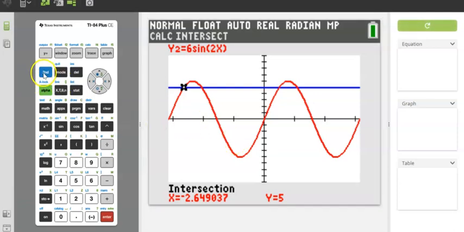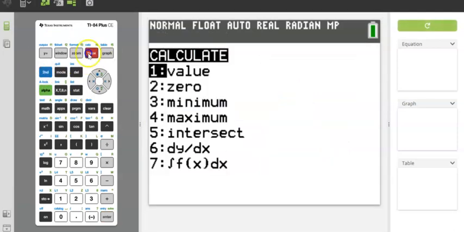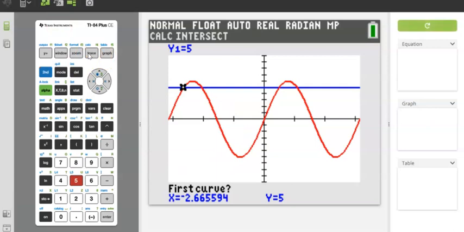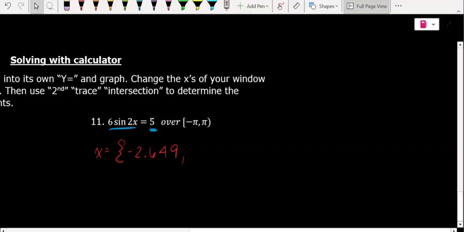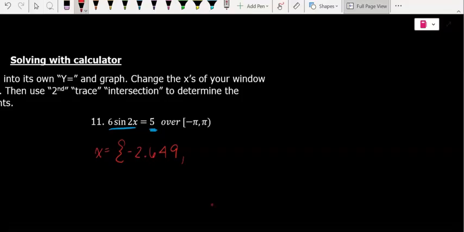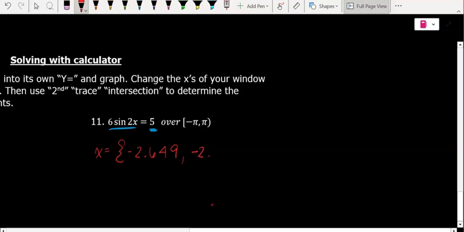So I'm going to go through the process again. Second, trace, intersect. First curve, I'm going to pick the blue one. Second curve, I'm picking the red one. And then I'm scrolling close to my answer here. And it gives me my answer as -2.063. So I'm going to go ahead and write that. -2.063.